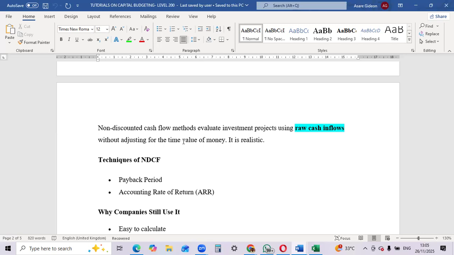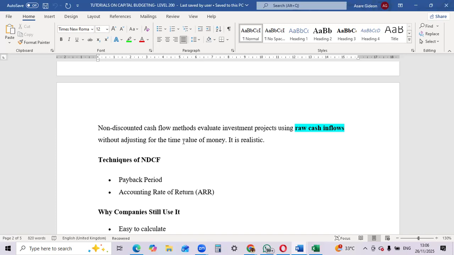So that is basically the payback period. Next is the accounting rate of return. Sometimes you can also use the return on capital employed, right? So that is another method that we can deploy. So for the accounting rate of return, we are saying that we're just going to take into consideration the profit before interest and tax. Are you getting the point?